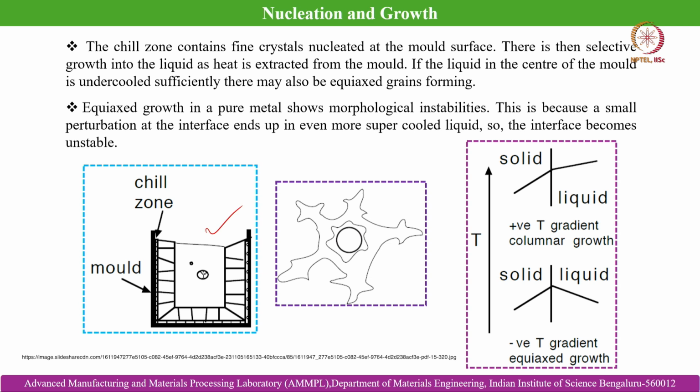Why is this happening? This is the direction of heat removal, and heat is getting extracted from the melt from this direction, because the metallic mold, we have assumed, has a high thermal conductivity, and so the dendrites grow opposite to the direction of heat removal. That is why we can see the direction of growth is towards the center of the ingot. So, if the liquid in the center of the mold is undercooled sufficiently, there may also be equiaxed grains forming.